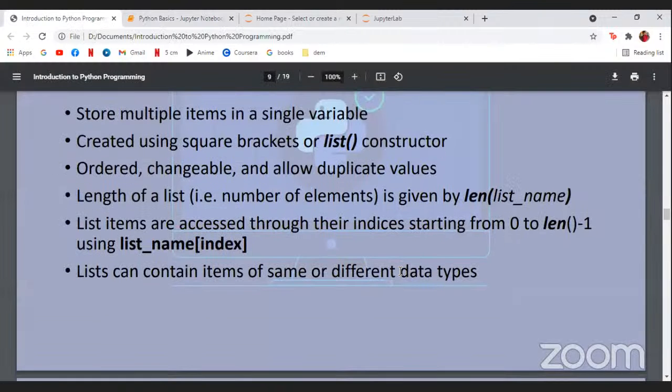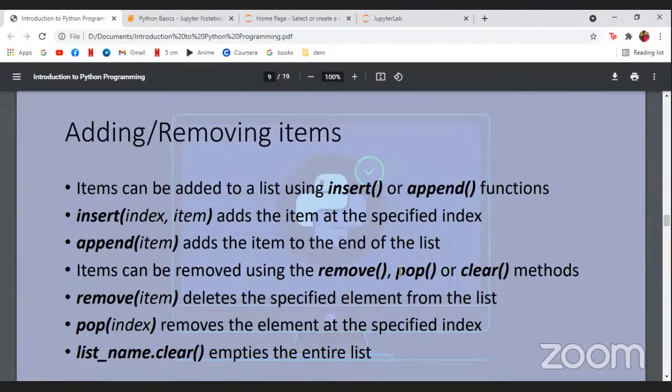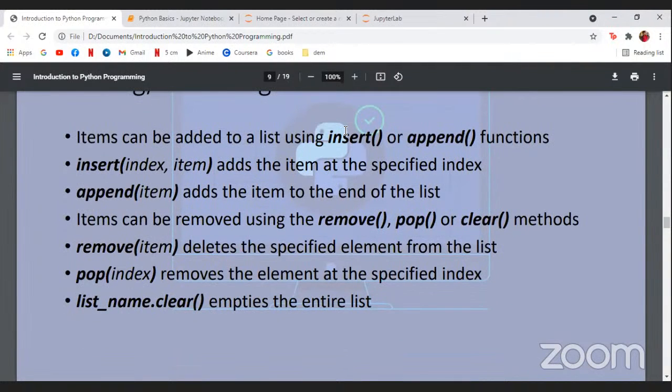So how do you work with lists? Once you create a list, you can add items to the list using 2 methods. One is insert and one is append. They work in different ways. Insert is used when you want to add an item into one particular position in the list. For example, if the list has 6 elements and you want to add it at the 3rd position, you would use the insert method, provide the index that you want to add this in, that is the 3rd index from my example, and the item would be what you want to add.